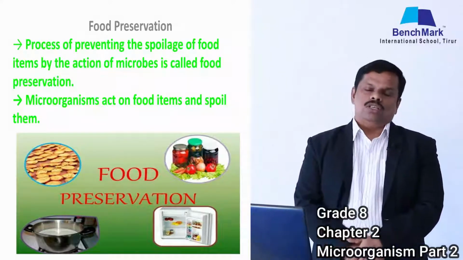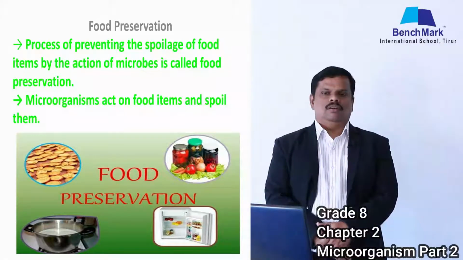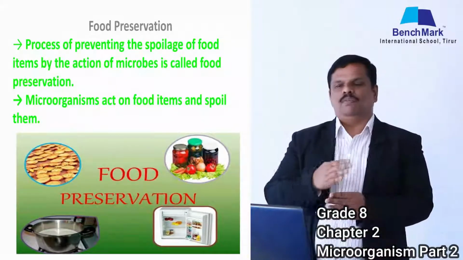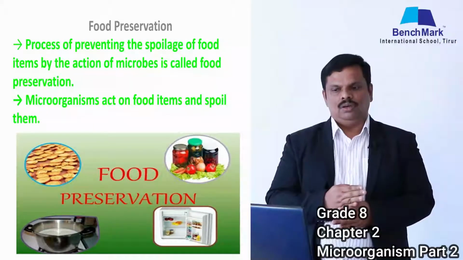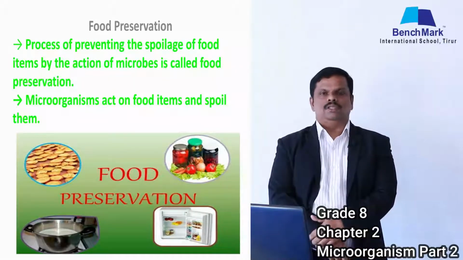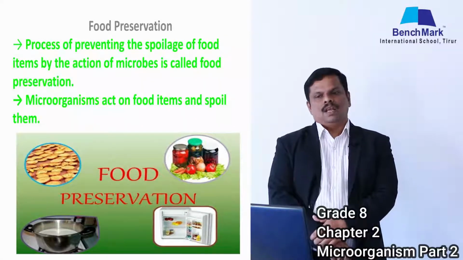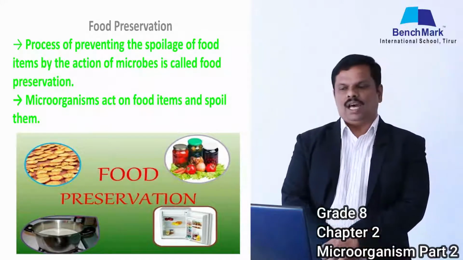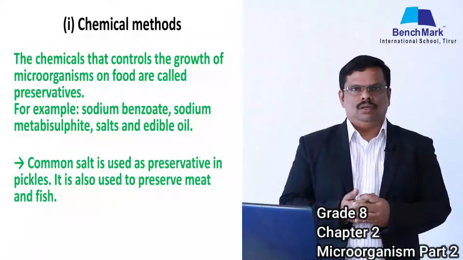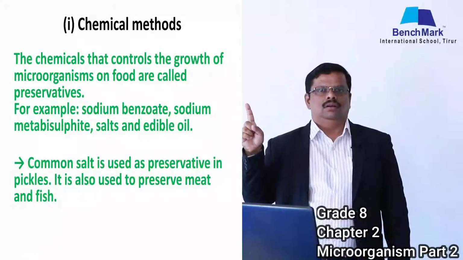The process of preventing food from spoilage, we call it preservation, right? That is the process of preventing the spoilage of a food item by the action of microorganisms, microbes. Microorganisms act on food items and spoil them. In food preservation, let us discuss the first one: the chemical method.